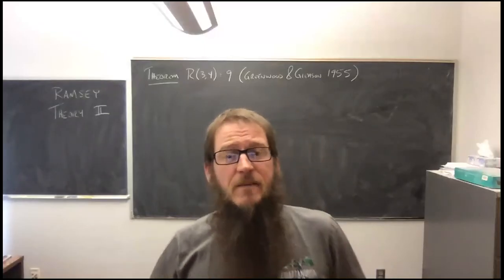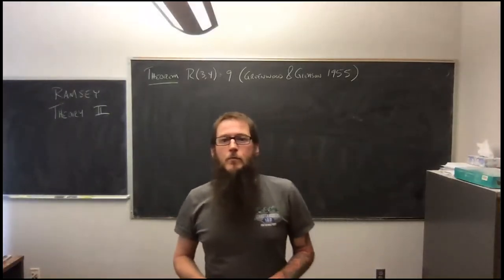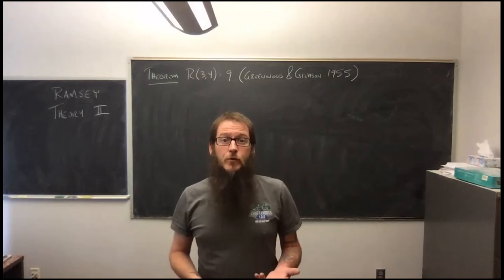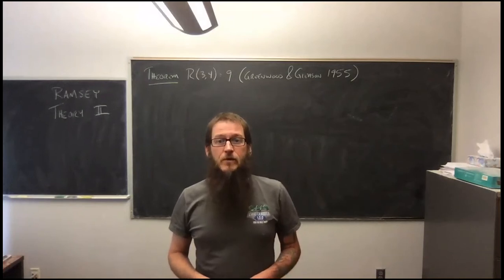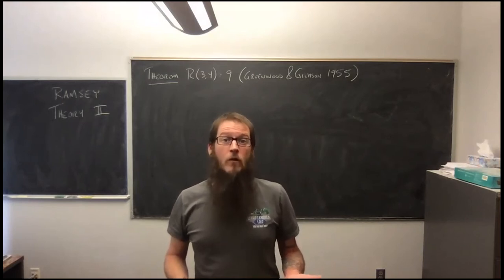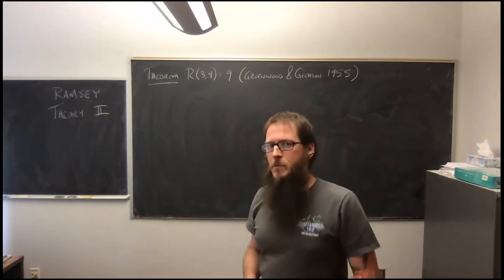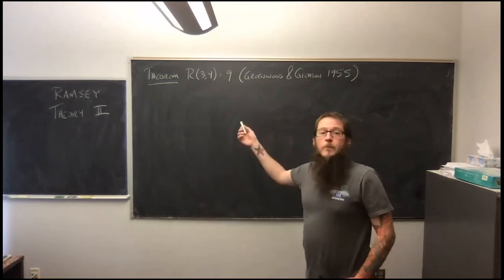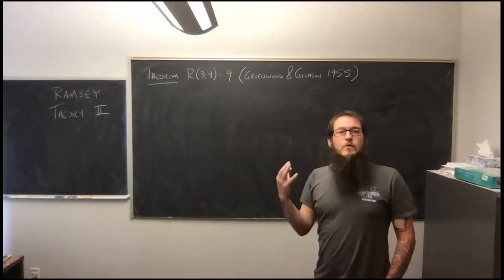All right, so in this second video, we're going to focus on proving two other results that were due to Greenwood and Gleason, specifically the values of the Ramsey numbers R(3,4) and R(4,4). And so let's go ahead and begin with R(3,4). And the claim is that this is equal to 9.